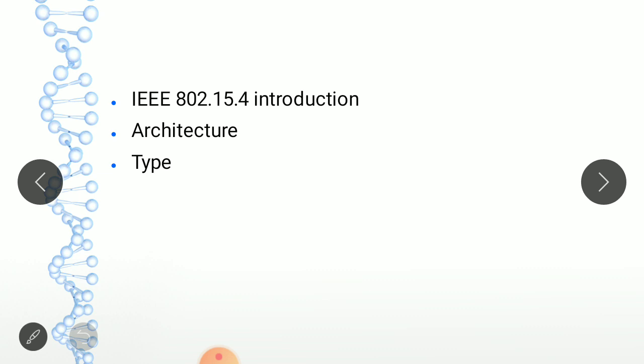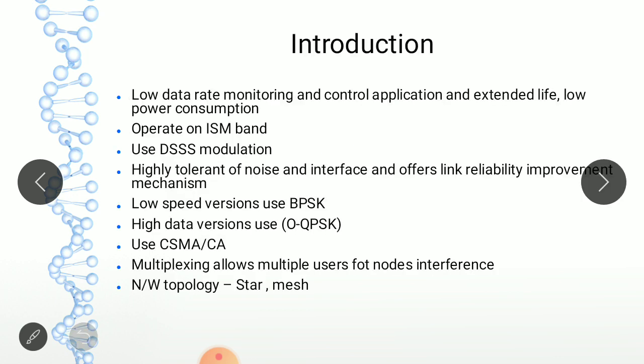Now we start this topic with an introduction, then we talk about the architecture, then we talk about its types and how we use IEEE 802.15.4 in our IoT network connectivity. Various other networks like Zigbee are also based upon the IEEE 802.15.4 concept.